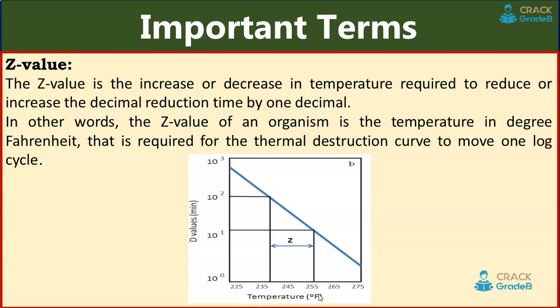So, if we increase the temperature, for example, from 235 degrees Fahrenheit to 255 degrees Fahrenheit, then the decimal reduction time will decrease. In simple words, if we increase the temperature, then the time required for destruction will decrease. That is why it is said that Z value is the increase or decrease in temperature required to reduce or increase the decimal reduction time by 1 decimal. This means when we need to reduce the decimal reduction time, we need to increase the temperature. And when we need to increase the decimal reduction time, we need to decrease the temperature.